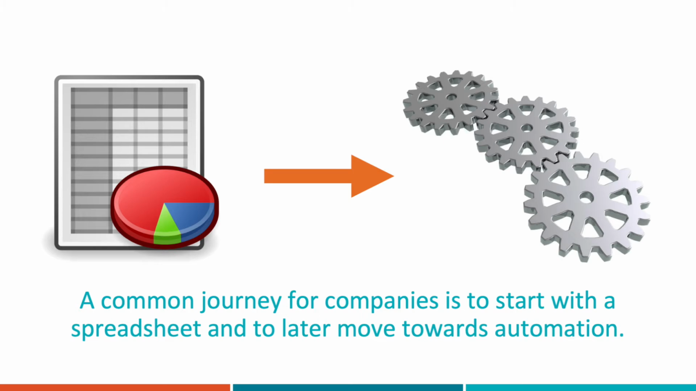A common journey is for companies to start with a spreadsheet and then to later move towards automation. That would probably be the most common journey for companies in the supply chain over the last 15 years. Companies beginning now have an advantage because everyone has worked on this before. They can quickly start somewhere else. But a lot of companies do this, spreadsheet to automation.